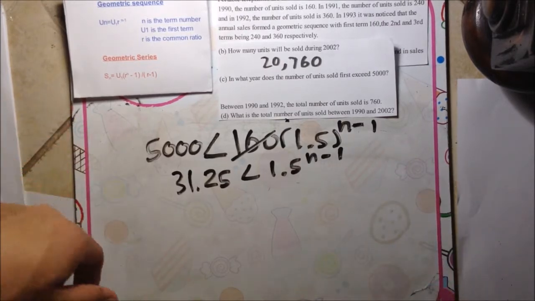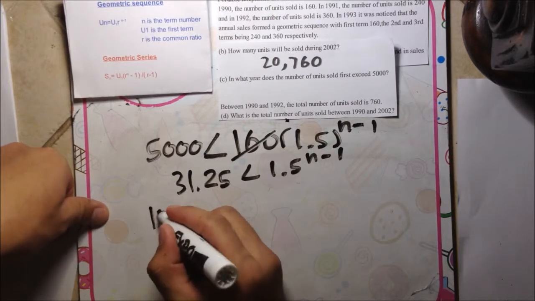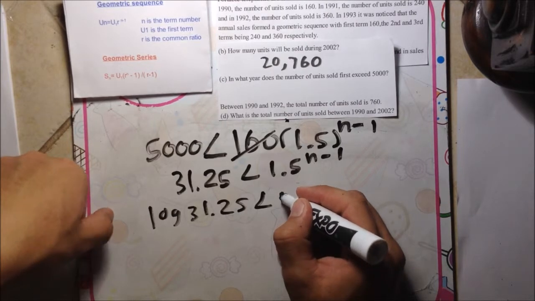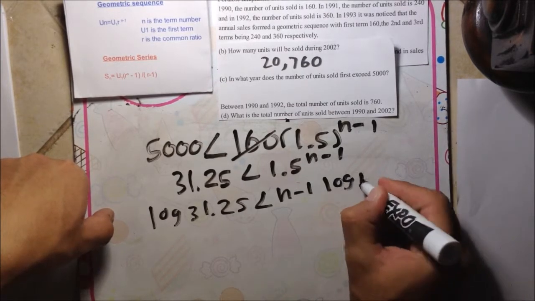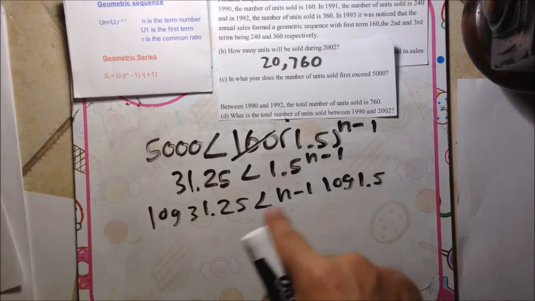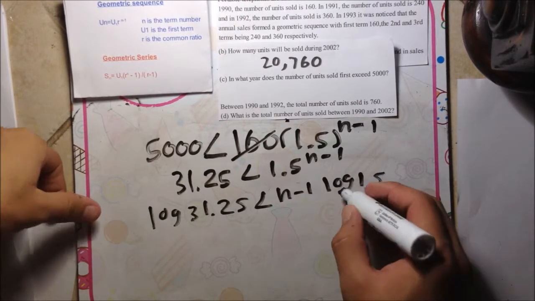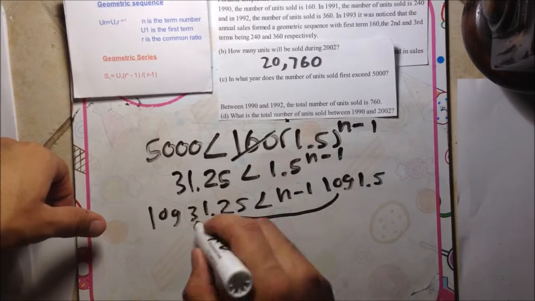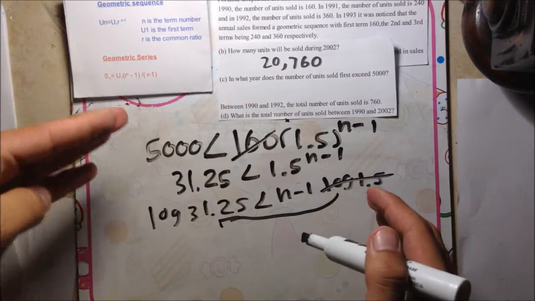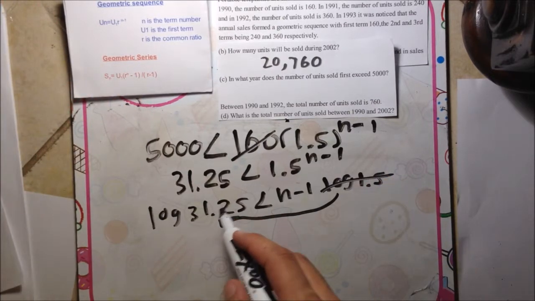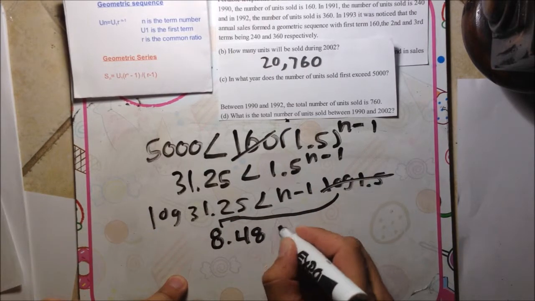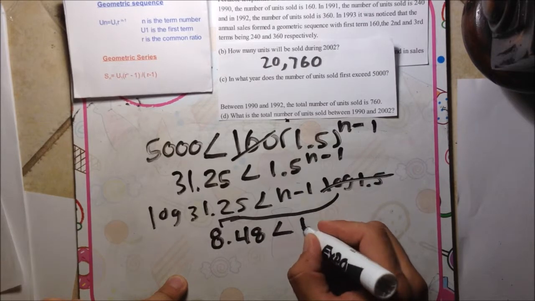Now from here we can get rid of exponents by taking the log. So log 31.25 is less than n minus 1 times log 1.5. Now we can divide both sides by log 1.5 in order to isolate the n. We input this into a calculator to determine log 31.25 divided by log 1.5, and based on this we get 8.48 less than n minus 1.